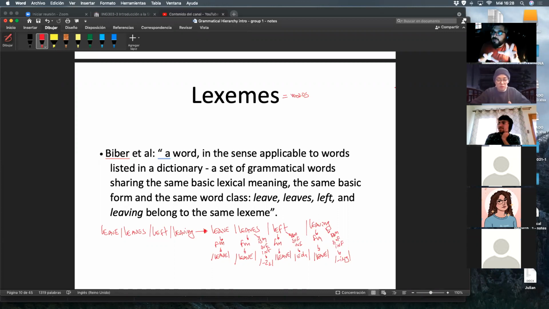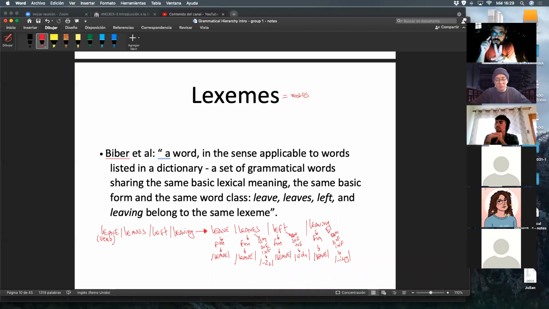Okay, so a lexeme is a set of items. What people call words, we call lexemes. The first thing. Second thing, a lexeme is a set of items. It's not just one single word, but a group of them. Third thing, they all come from the very same basic form. In this case, the example is given by using the word leave. Leave, in this case, is a verb, right? That's the classification. So the main form would be leave.